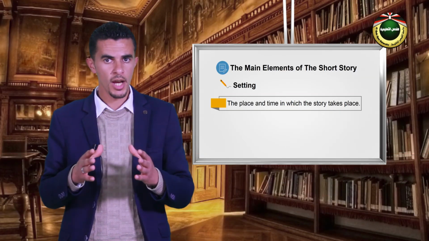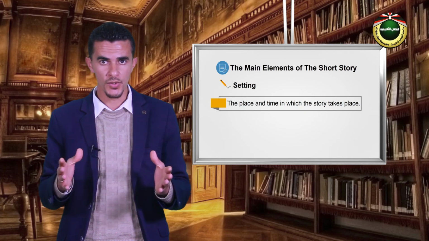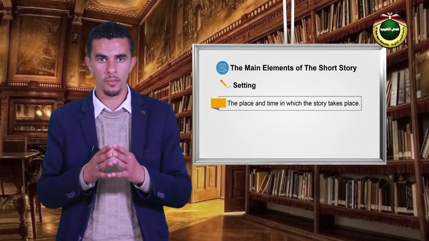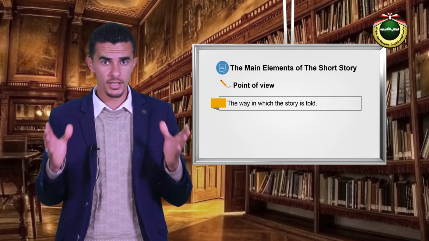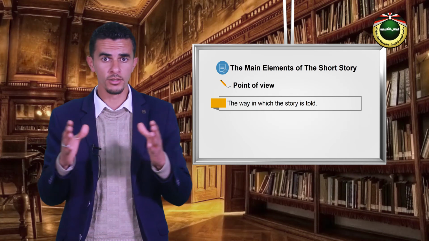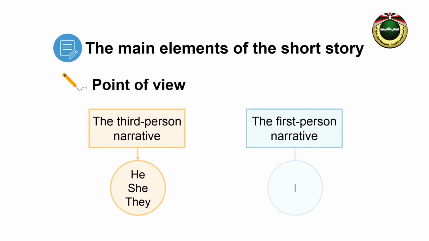Setting is defined as the place and time in which the story takes place. It affects the characters and the theme. Point of view is simply defined as the way in which the story is told. Generally, there are two types of point of view: the third-person narrative using he, she, or they, and the first-person narrative using the I.